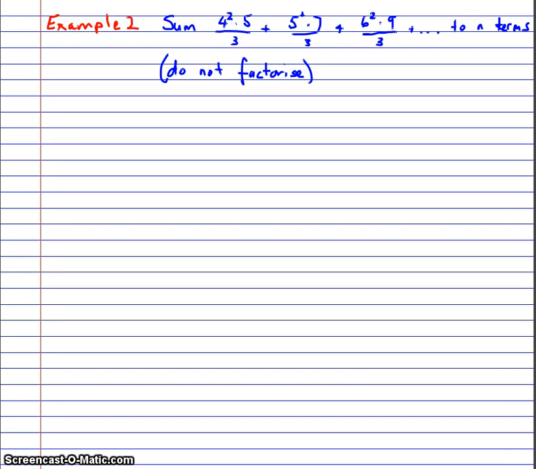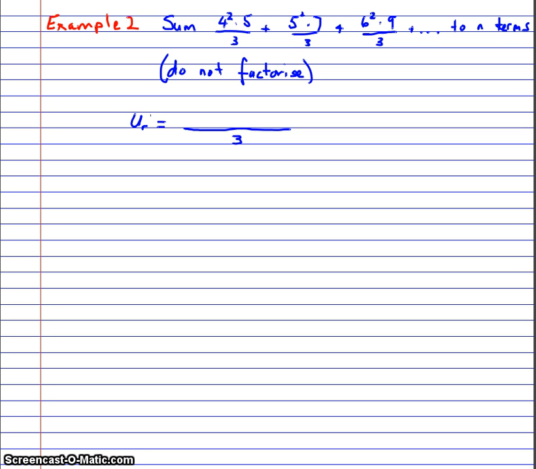Okay, so for our second example, we can see we haven't been given the rth term again, so we need to find it. And so we're going to do that as our first step. So u sub r, just representing our rth term, is going to be a fraction, and we can see that we've got a constant denominator of 3. So for each term it's always 3.